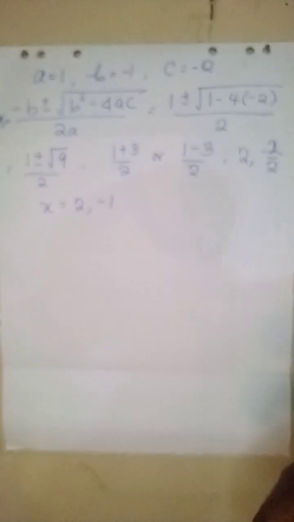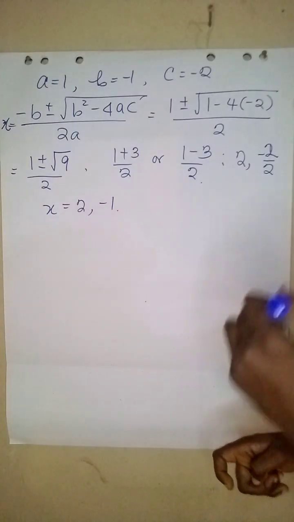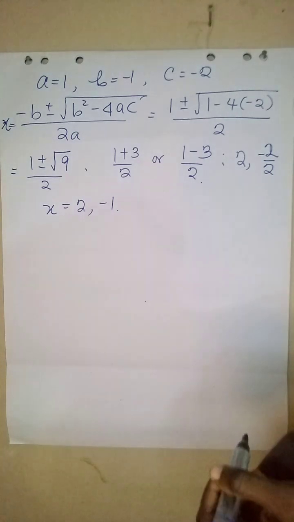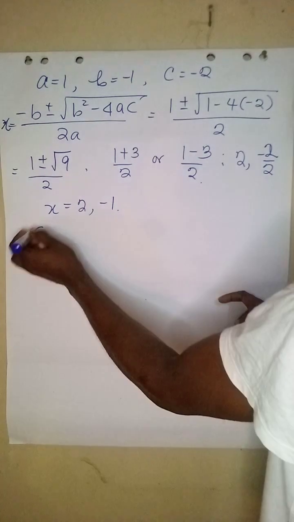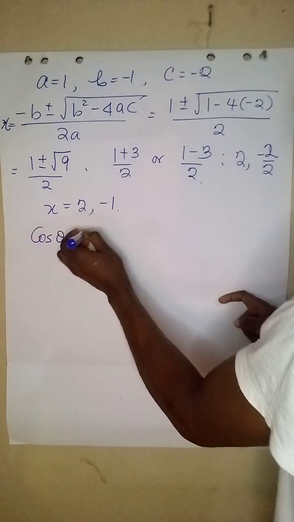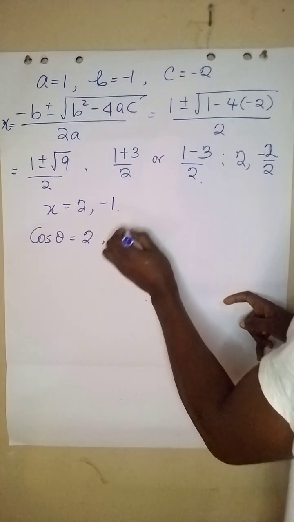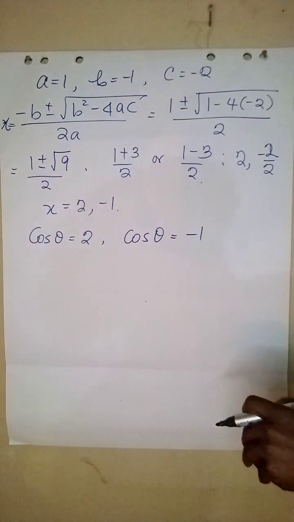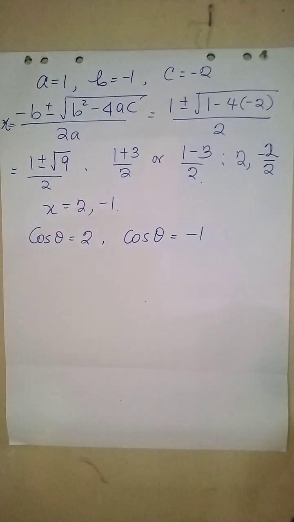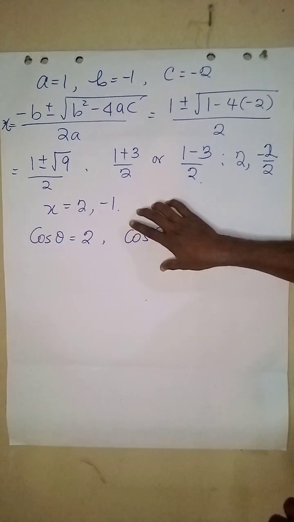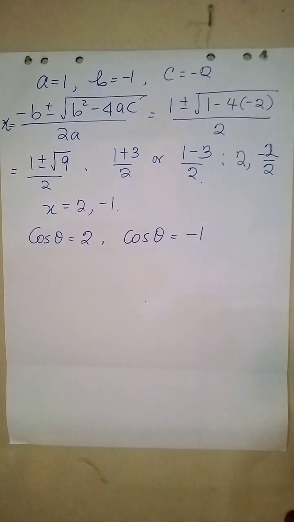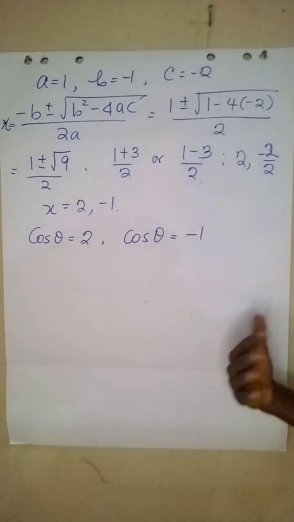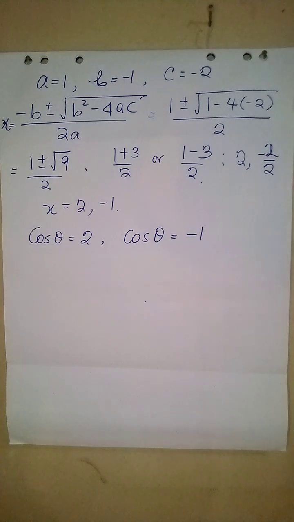So this is our answer, but that's not what we're looking for. What we're looking for is cos. We said let x be equal to cos theta. So it means that cos theta is equal to 2 here, and cos theta is also equal to minus 1. So this is what we look at. But I'll prefer you to take this because we were given a very strict warning that our theta is just between 0 and 360 degrees.